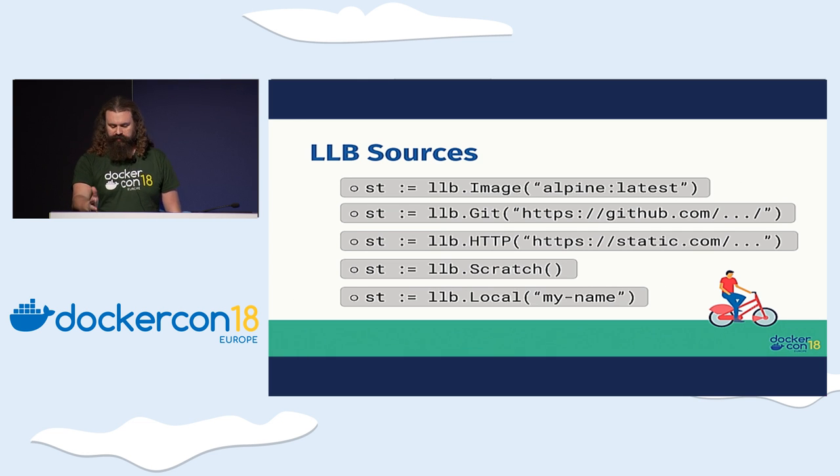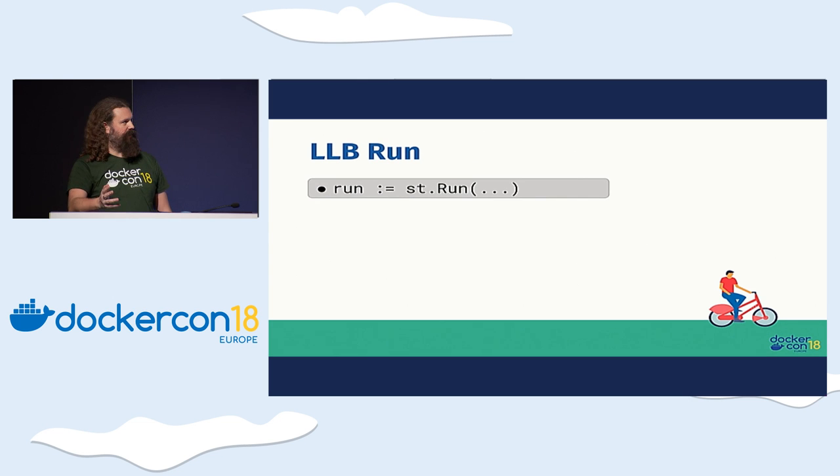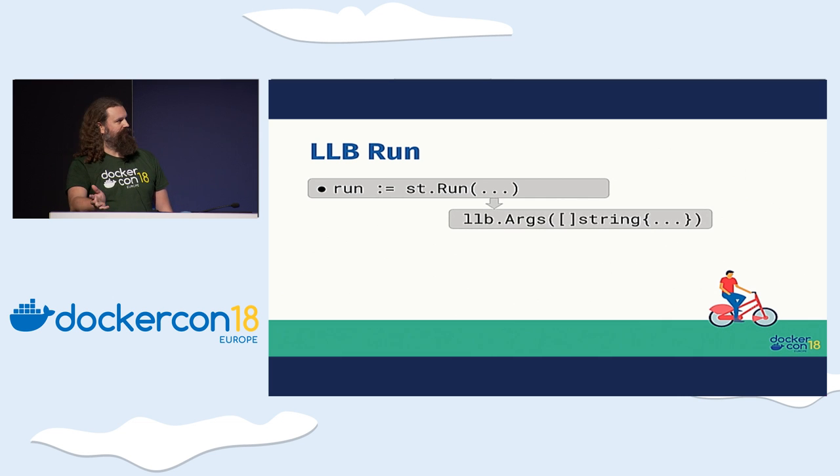So that's sources. Sources are basically inherently states. They already describe a file system state that you want. The other interesting operation is run. And so run needs to run on top of an existing state, so it's a method that you call on that. And the variations there that are interesting are passed as options. So the main one, the most interesting and useful one, I guess, is the args. So this is how you would say, please run make, please run maven, please run a shell with this scripting snippet.